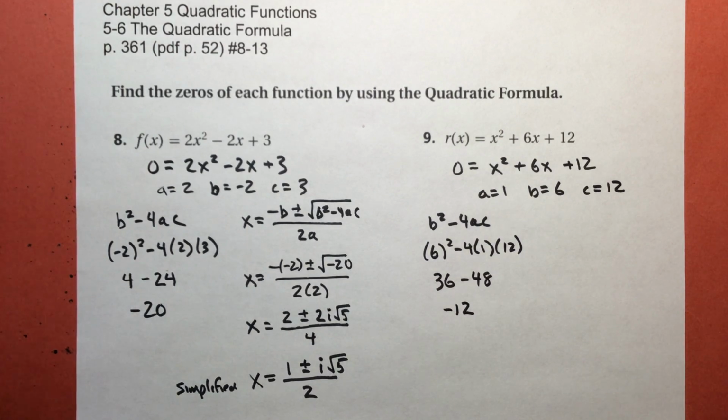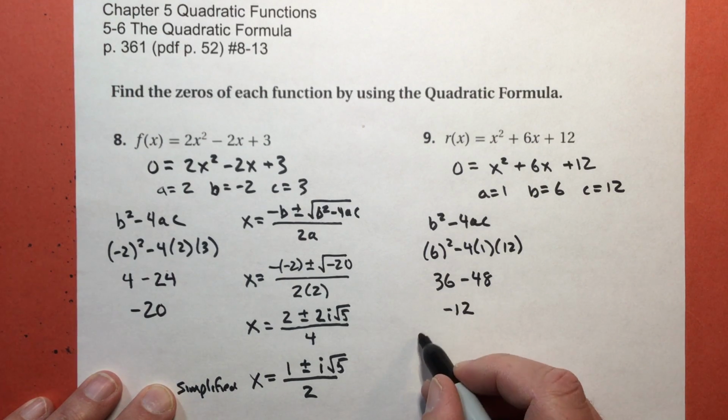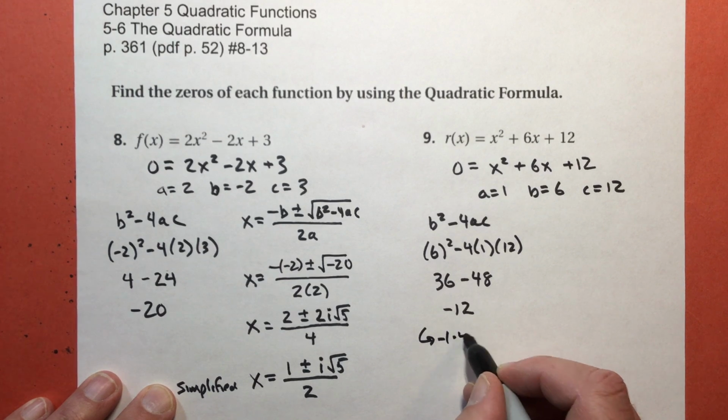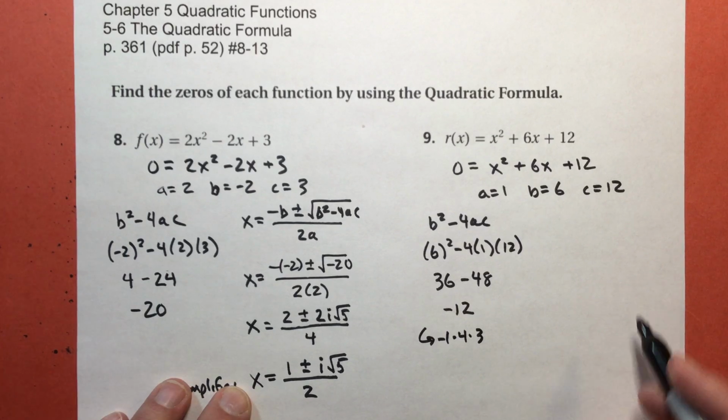Now think about this. I'm going to take the square root of this in a moment. So this is the same as negative 1 times 4 times 3. So when I take the square root, I'm going to have each of those components.